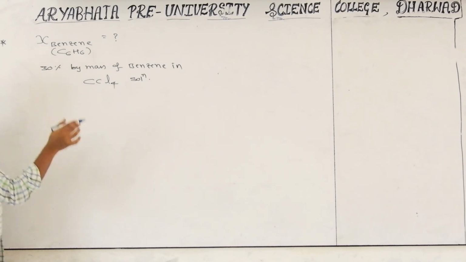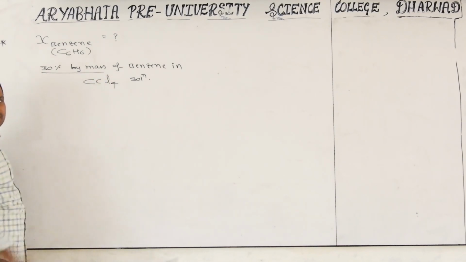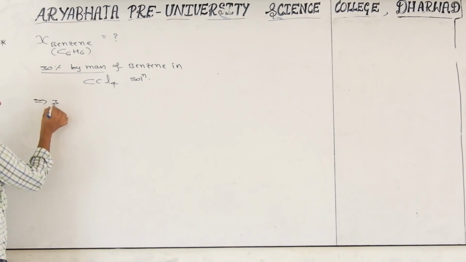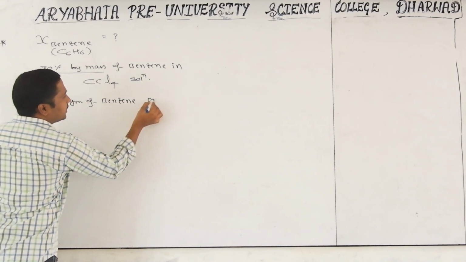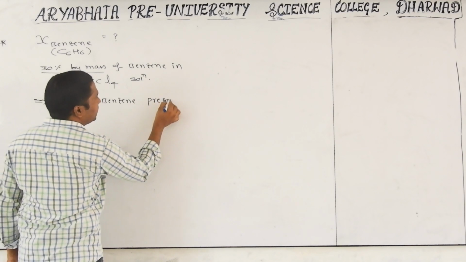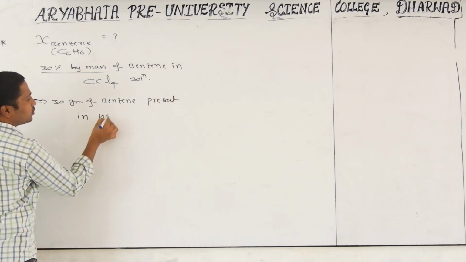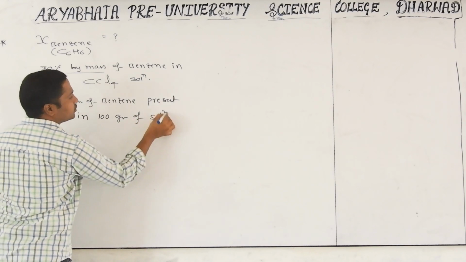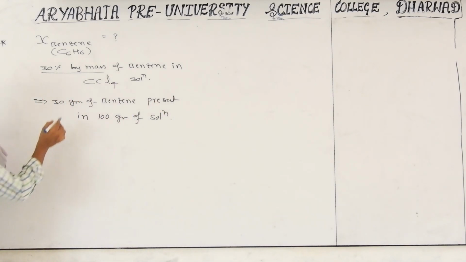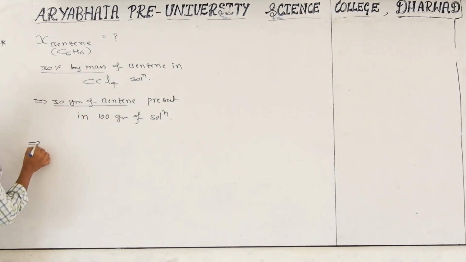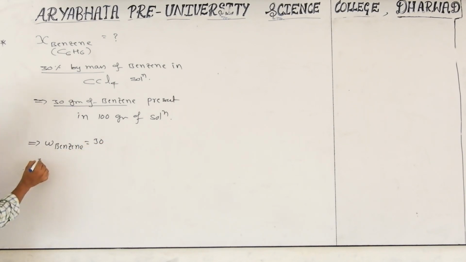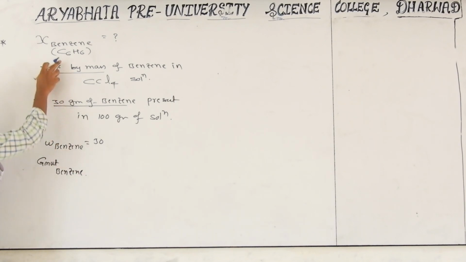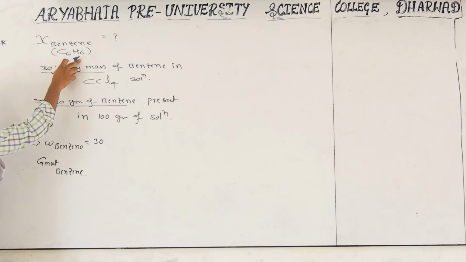Now, as in the previous one, what has to be done? 30% by mass means what? 30 grams of benzene present in 100 grams of solution. So it is very clear, this is the solute. The weight of benzene is 30 grams. Okay, do the gram molecular weight of benzene. From its formula, 6 times 12 is 72 plus 6.